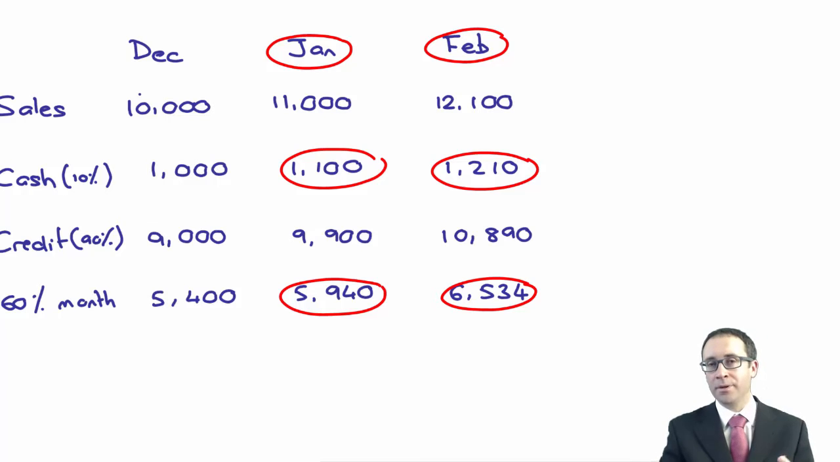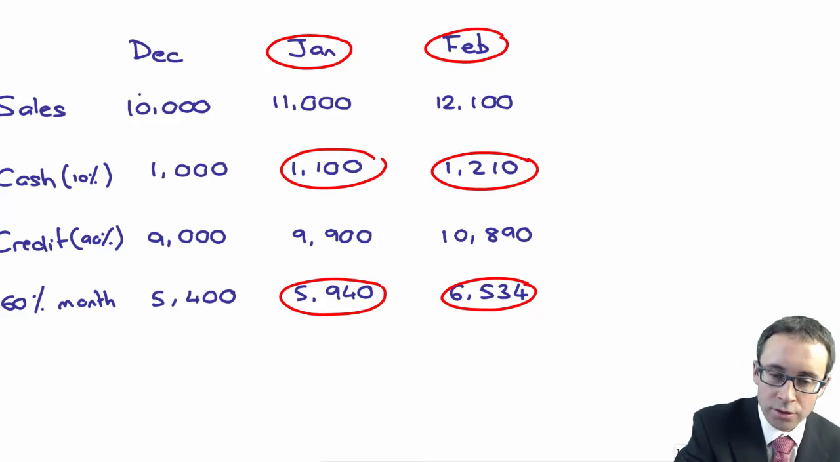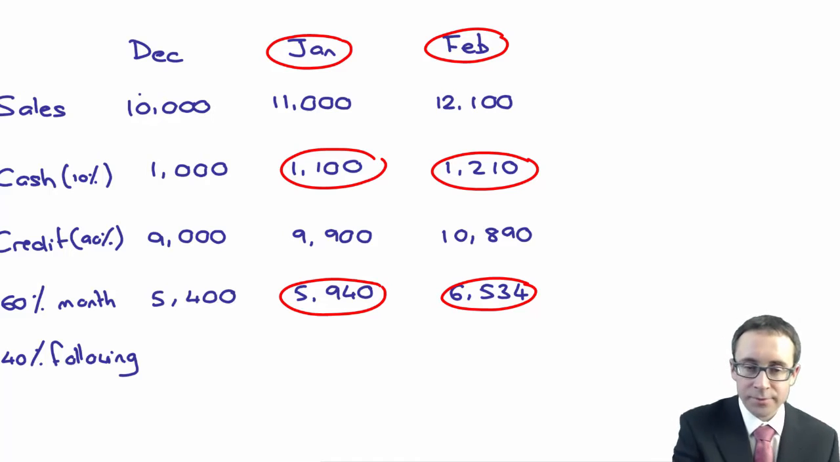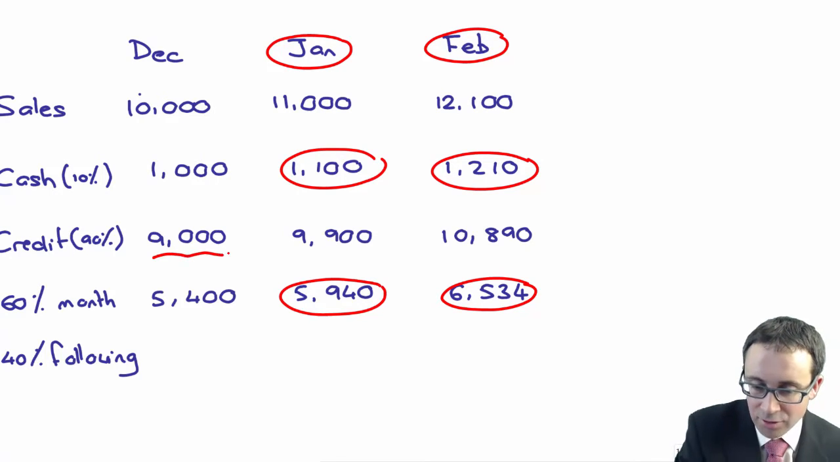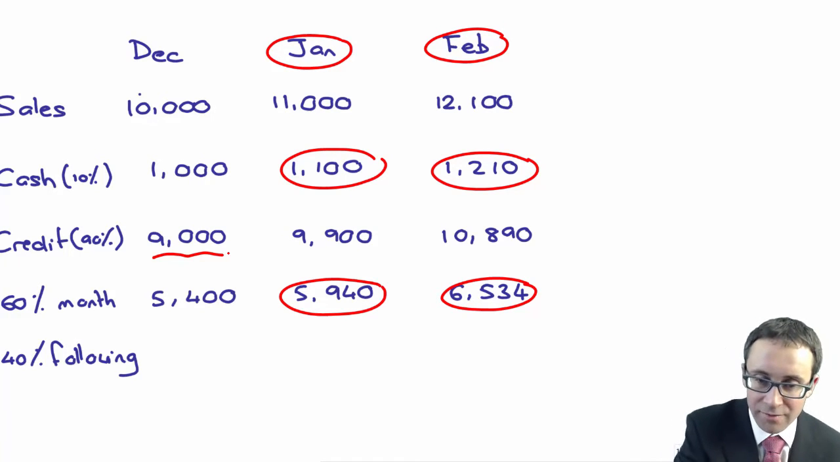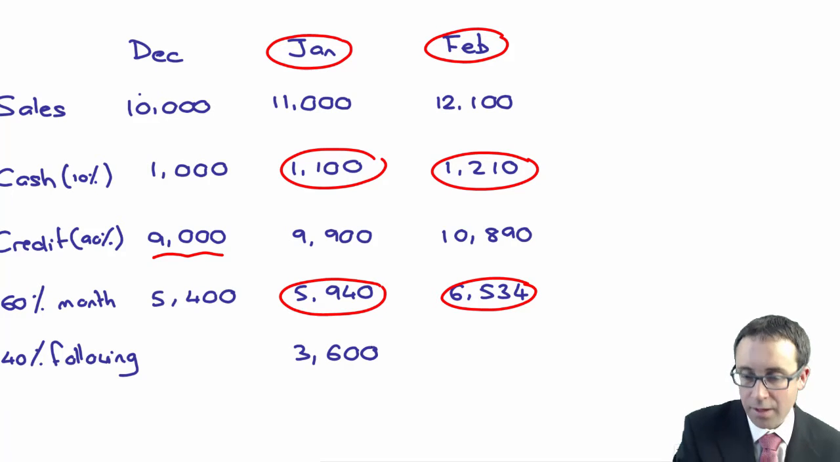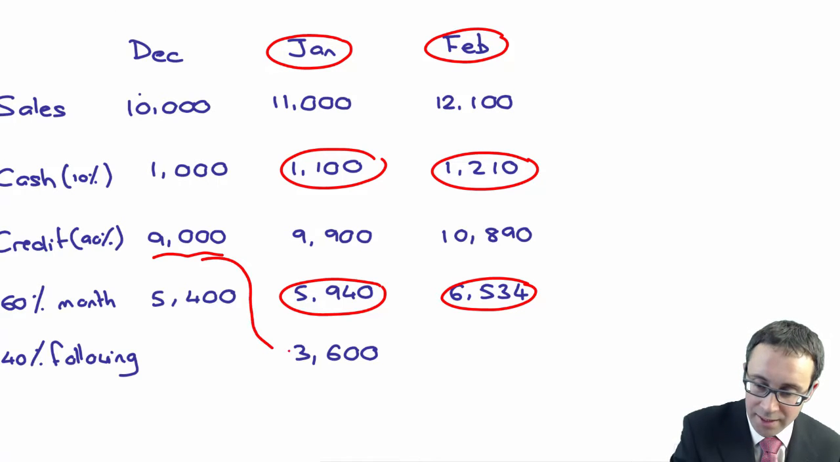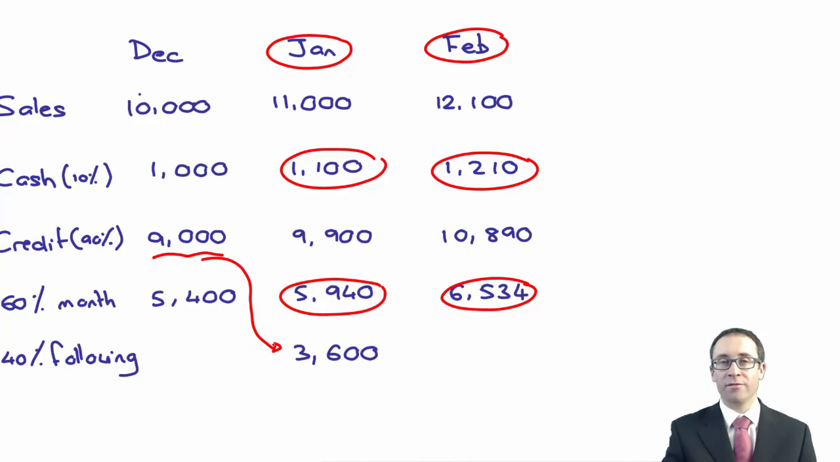But until you get fully competent at this, work it for every month. Okay, don't try and take any shortcuts. What then happens is that you then get 40% that arises in the following month. So if we take this 9,000 credit sale in December, 40% of that is going to arise in January, isn't it? Okay. So 40% of the cash we get in the following month.